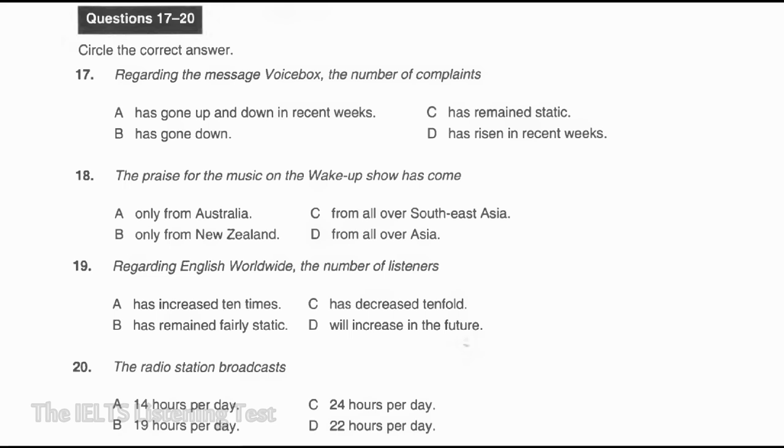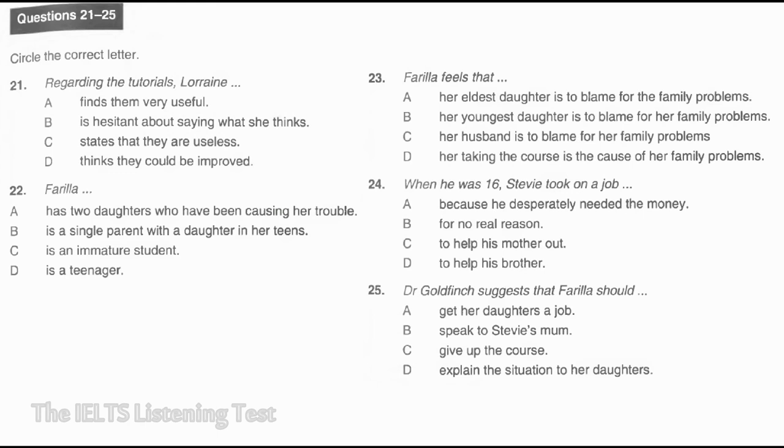That is the end of section two. You now have half a minute to check your answers. Section 3. You are going to listen to a tutorial with a university lecturer and three of his students. First, look at questions 21 to 25. For these questions, there are four alternatives, A, B, C, and D. Decide which alternative is the most suitable answer and circle the appropriate letter.